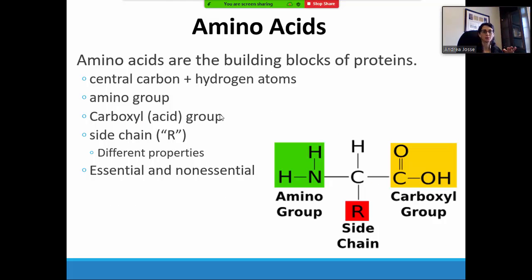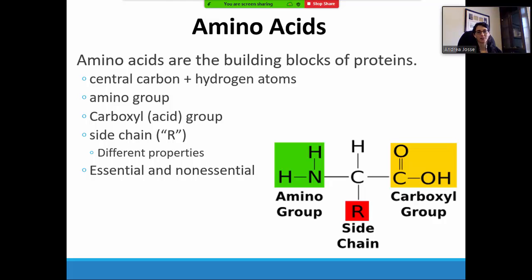Okay, so the basic building block of all proteins are amino acids. As I said here, amino acids are the building blocks of proteins. And these are some features of amino acids. So they all have this central carbon, okay? They all have an amino group on one side and a carboxylic acid group on the other side. So this is the backbone, if you will, of every single amino acid. What makes each of them different is the fact that they all have a different side chain or a different R group, as it's sometimes called.